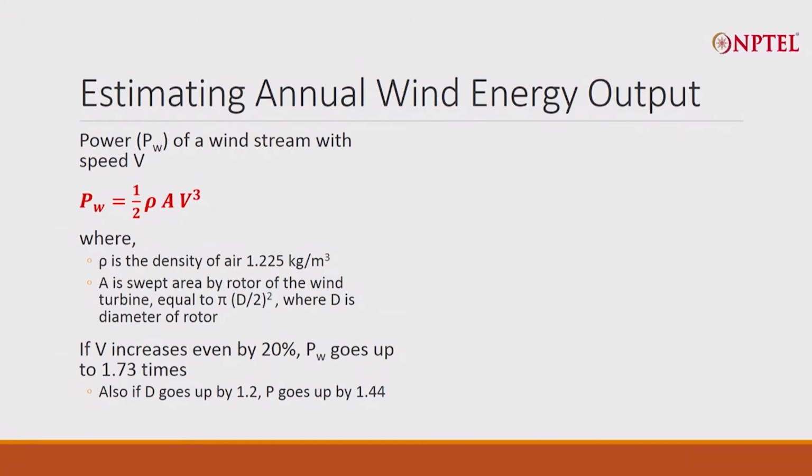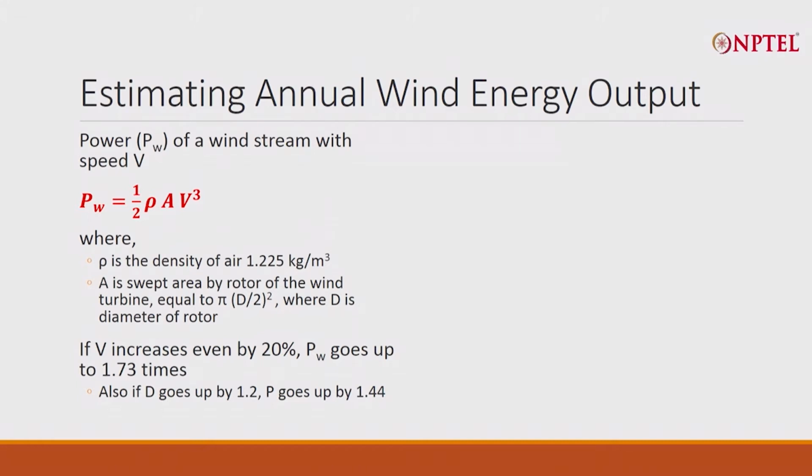There are some very interesting and simple formulas. Power of a wind stream is given by half into the density of air, 1.225 kg per meter cube, multiplied by the area swept by the rotor, multiplied by V cube. Area is pi r square, pi d by 2 whole square, multiplied by velocity cube.